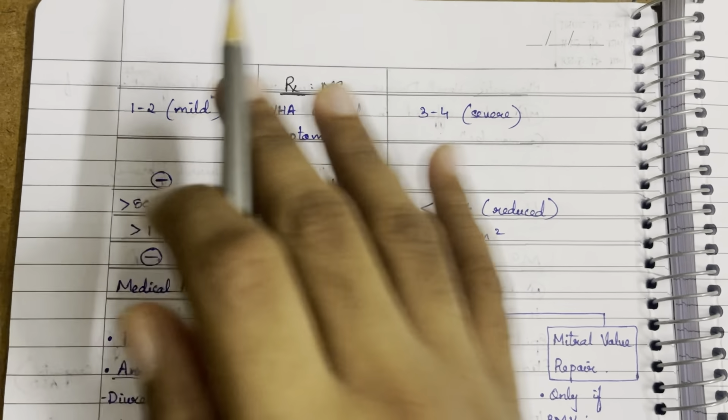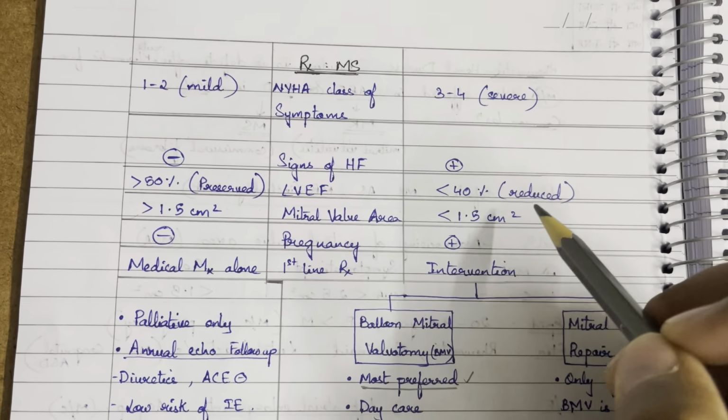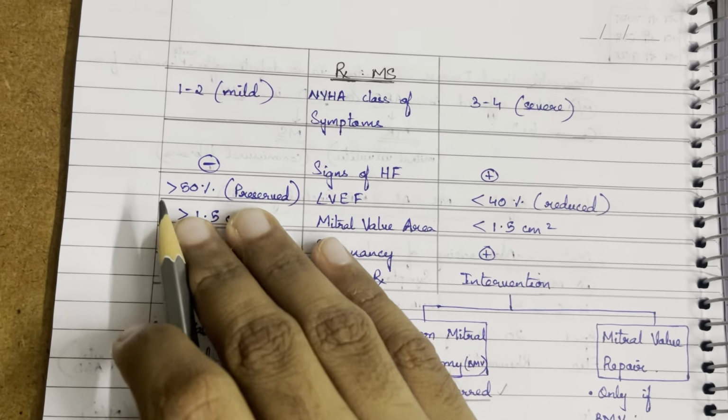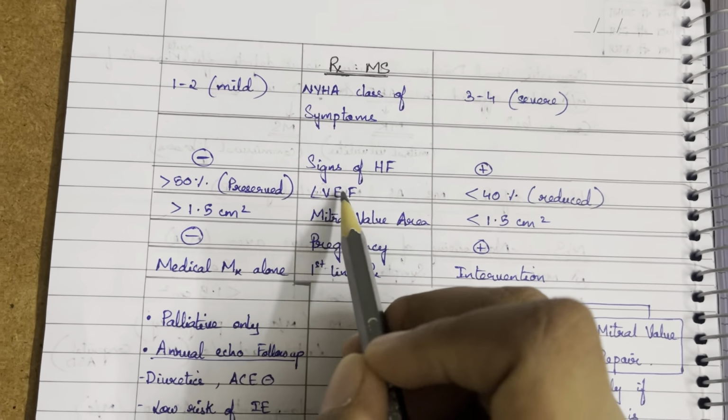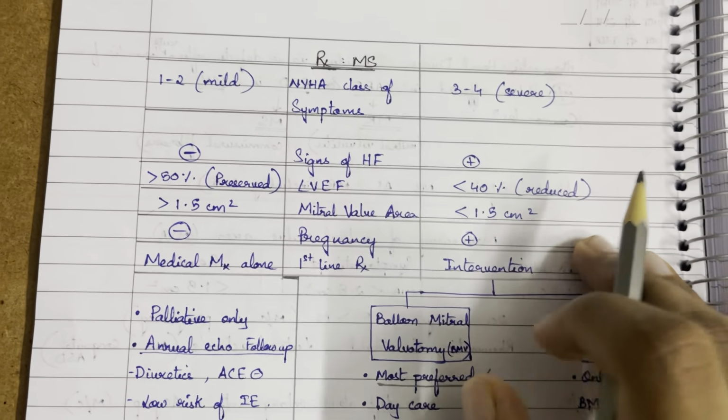So 1 to 2 is mild, 3 to 4 is severe. So severe is associated with pregnancy, as I already said. And again, mitral valve area less than, it is still less than 1.5. Mild is greater than 1.5. Left ventricular ejection fraction is preserved, greater than 50% in mild. It is reduced in severe.